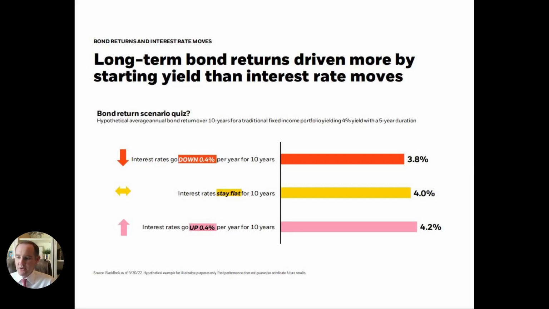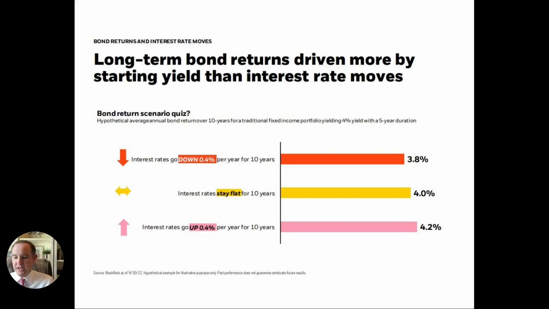So in this scenario, we're looking at a hypothetical 4% interest rate bond with a 5-year duration and then a 10-year timeline. So essentially, you own one 5-year bond, and then at the end of the 5 years, you have to buy another 5-year bond. This resembles what most of my clients do. They're retirees. They're not day trading bonds. They're holding bonds as a long-term important part of their portfolio.